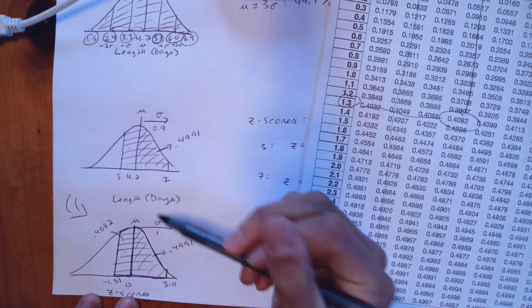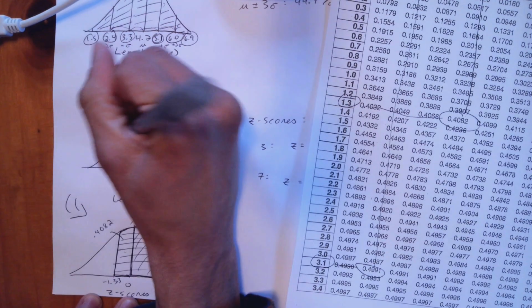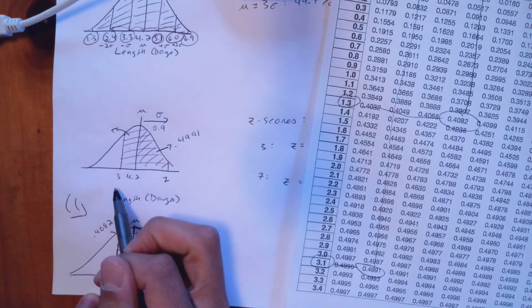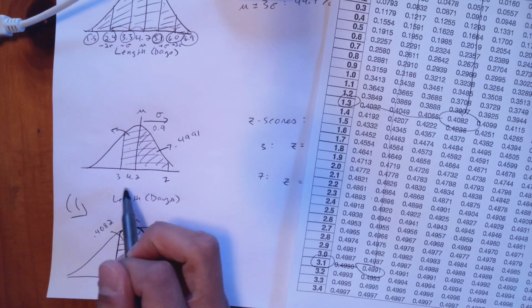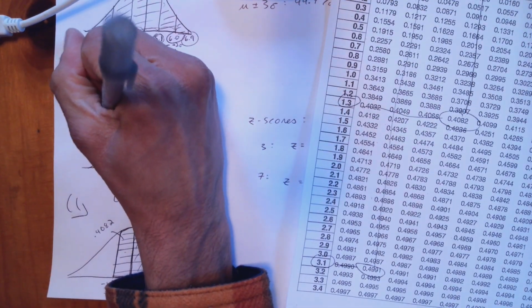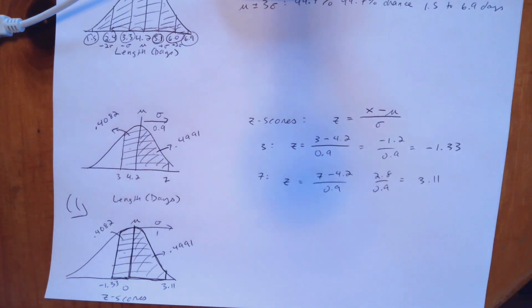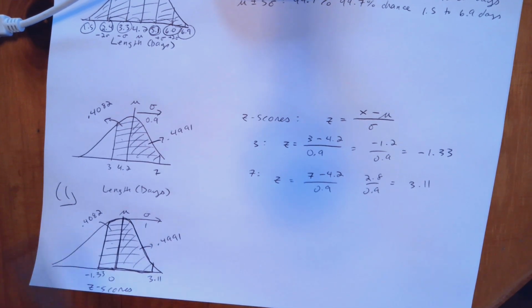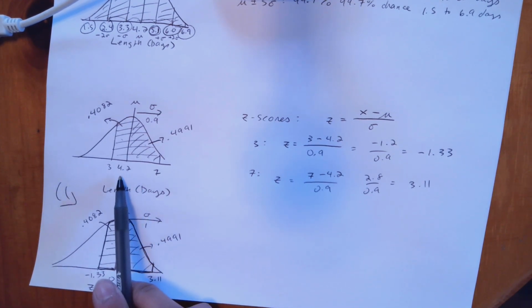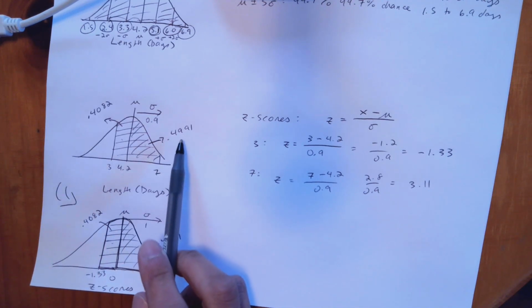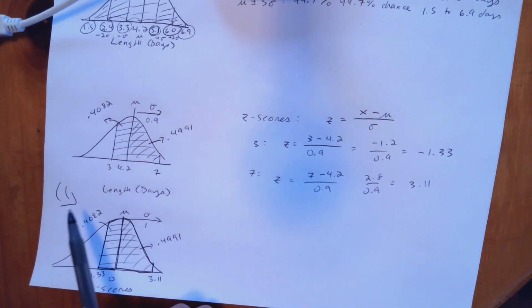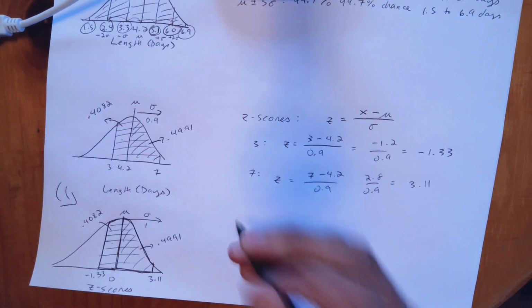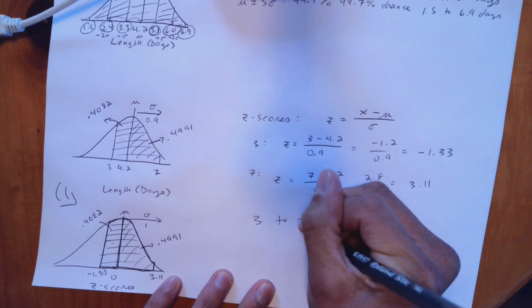Because these two are exactly the same in every single way except for the units we're counting in, the area under the curve between 3 days and 4.2 days is also equal to 0.4082. So we're almost there now. We know the probability of a trial lasting between 3 days and 4.2 days is 40.82%, or 0.4082. We know that the probability of a trial lasting between 4.2 days and 7 days is 49.91%, or 0.4991. But we want to know the probability of a 3 to 7 day trial.